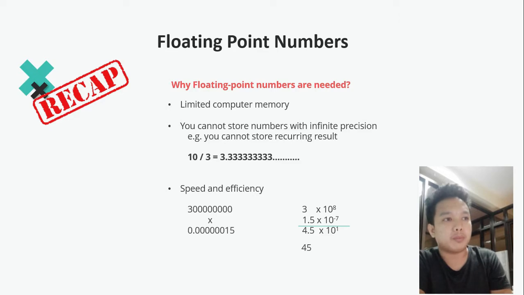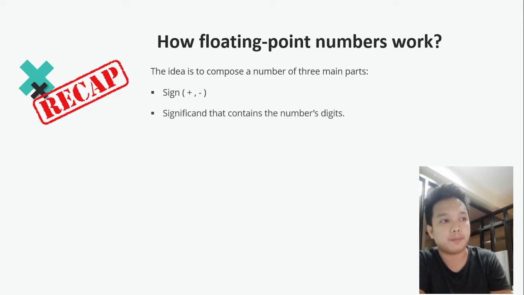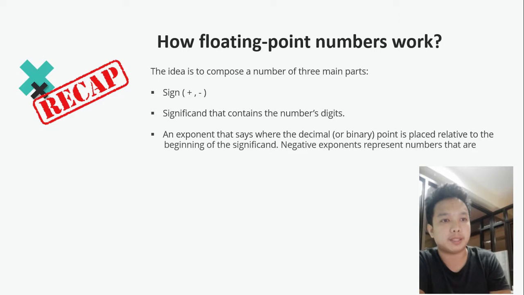How do floating point numbers work? The idea is to compose a number of three main parts. First is the sign, which is positive or negative, a significand that contains the number's digits, and an exponent that says where the decimal or binary point is placed relative to the beginning of the significand. Negative exponents represent numbers that are very small, for example close to 0.